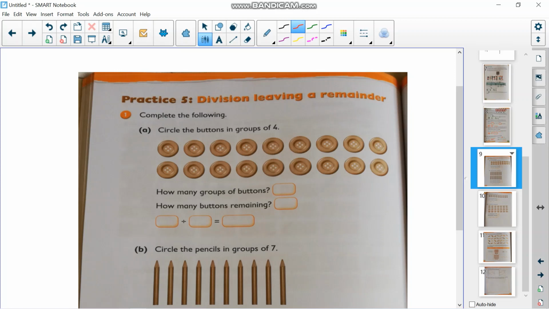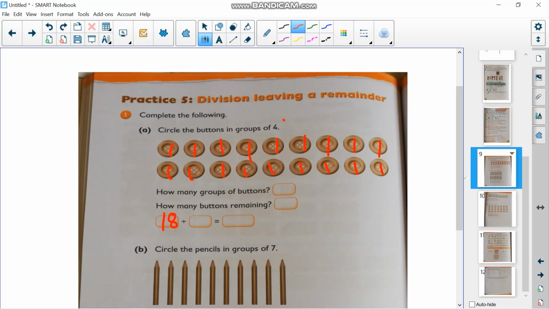So this activity is the same with the one that we have answered in the student book. Letter A, circle the buttons in groups of 4. So there are how many buttons here? Let's count. 1, 2, 3, 4, 5, 6, 7, 8, 9, 10, 11, 12, 13, 14, 15, 16, 17, 18. So there are 18.